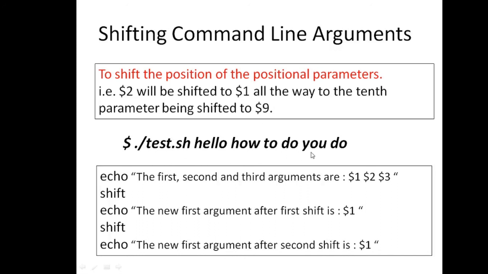The same example I am giving here. When I say first, second and third arguments are $1, $2, $3, it will be displaying hello, how, to. When I give a shift command, now the $2, that is the second argument, will be changed to $1. So the new first argument after the first shift is how. When I give a shift, then the next argument will be taken as the first argument. So you have 2. 2 will become the $1 now. Thank you.